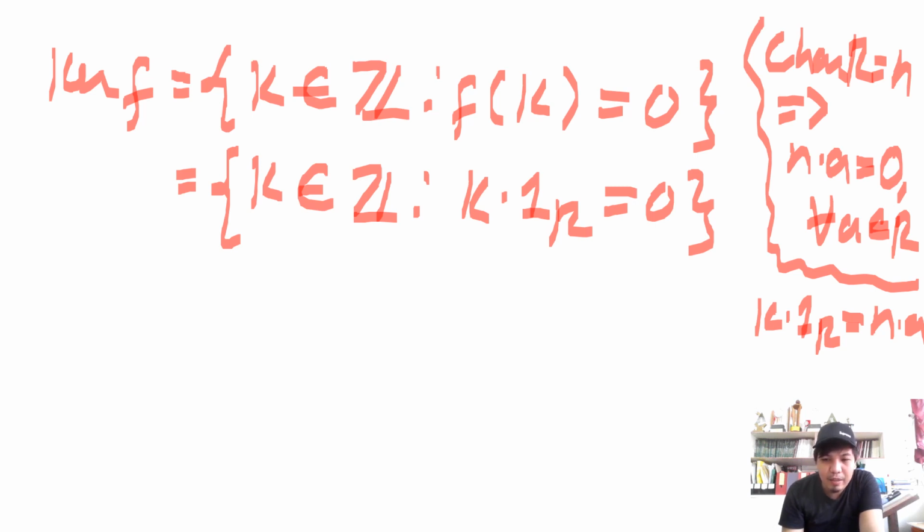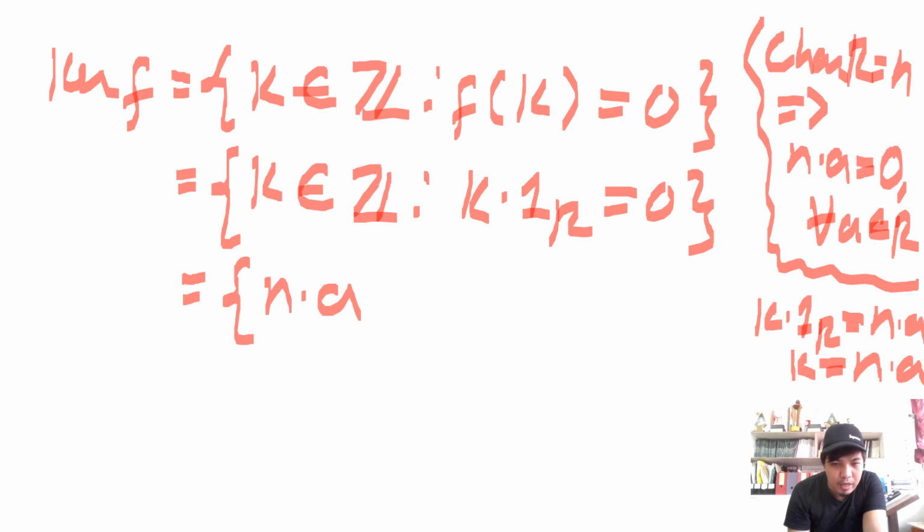Using the fact that 1 sub r is the identity element in R, we can have k equals n times a. Okay, so using that here, we may rewrite this set to be the set of all n times a because k is equal to n times a.